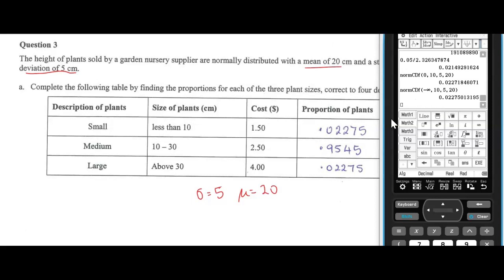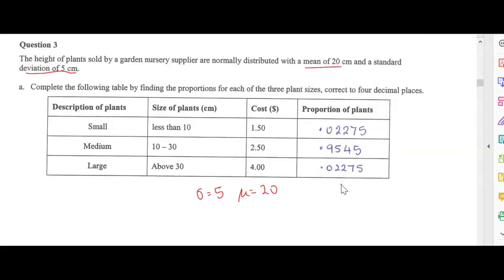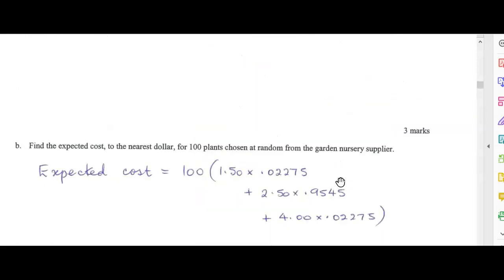All right, yeah. So you can see the difference there. Probably should have used negative infinity, but it does make sense that you can't have a negative number of plants. But yeah, when you are using the normal distribution, you should really use negative infinity as your lower limit, unless it's been specified, like for the medium, or infinity. So when you do large, you would go from 30 to infinity. All right, so just make sure you use infinity and negative infinity for the normal distribution.